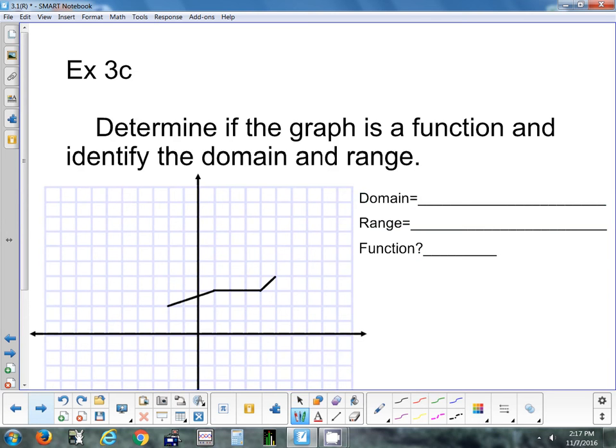This one I want to do a little different. Domain is which ones? The x's or the y's? X's. What's the farthest to the left that this graph goes? What x value? The farthest left that it goes is right here. -2. Okay, so the domain in this one is going to be everything from -2.